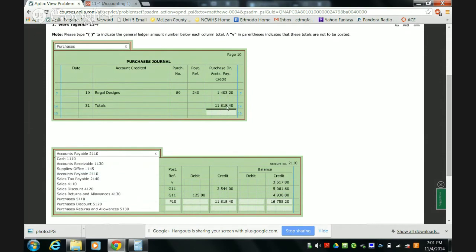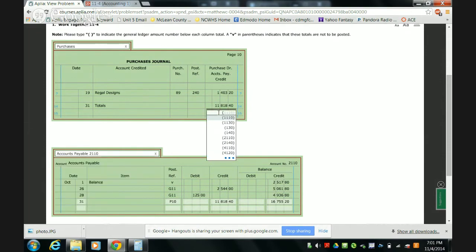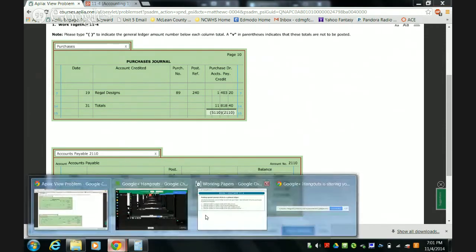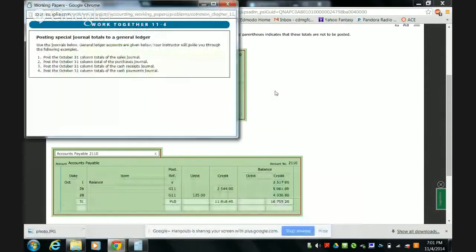So I've got purchases, which is my first one, in parentheses, 5,000. Now I've got it for both of these: purchases and accounts payable. So I should be in good shape there. All right, 2 down, 2 to go. Go to cash receipts.